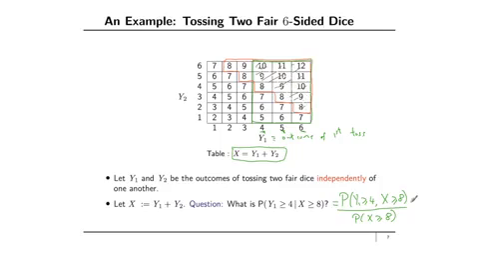So the numerator occurs with probability 12 over 36. And the denominator, the probability that X is greater than or equal to 8, well, that's what we highlighted in the red here. And the probability of that occurring, well, there's 12 plus these 3 additional outcomes equals 15 outcomes. So that's 15 over 36. And that is equal to 4 over 5. So that's our application of Bayes' theorem.